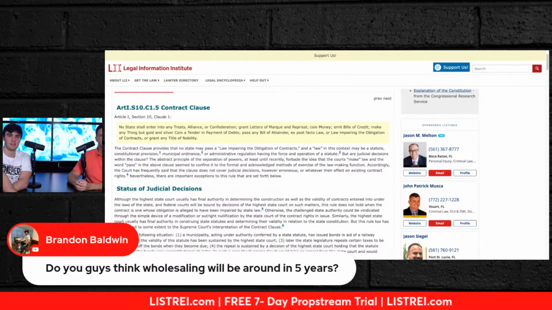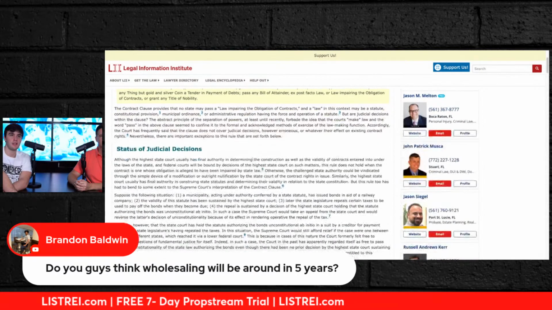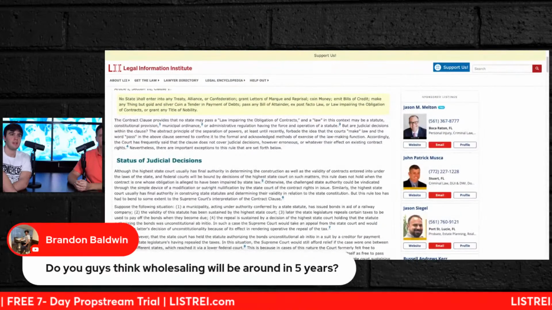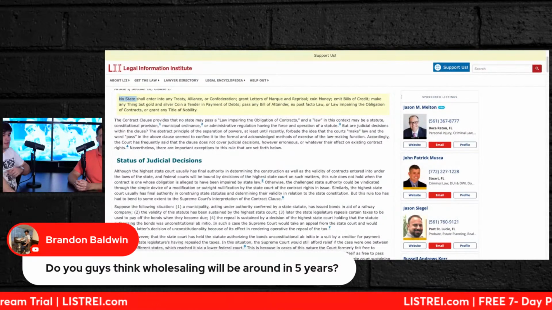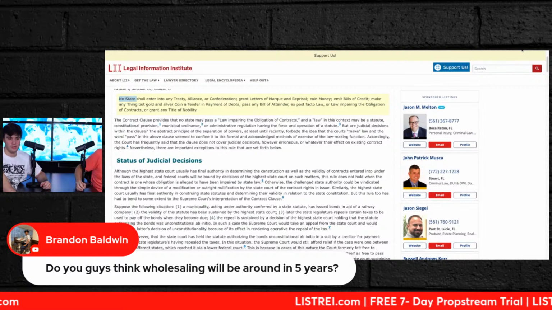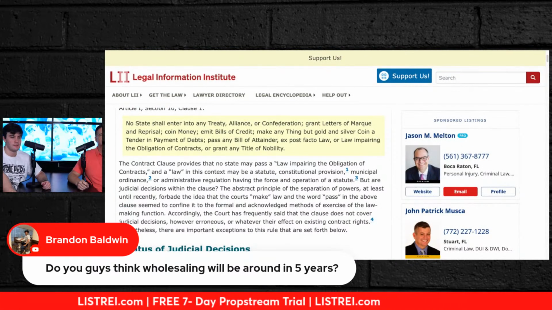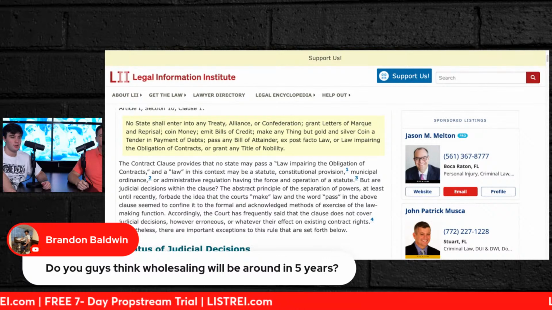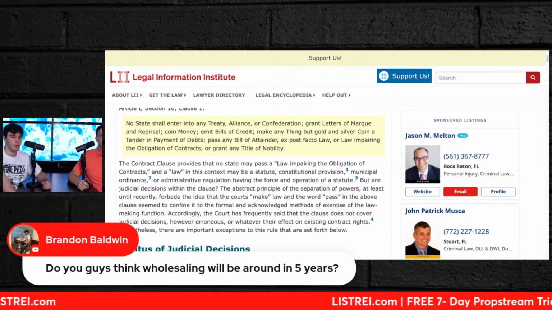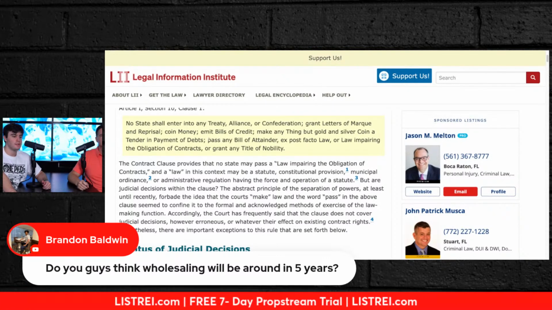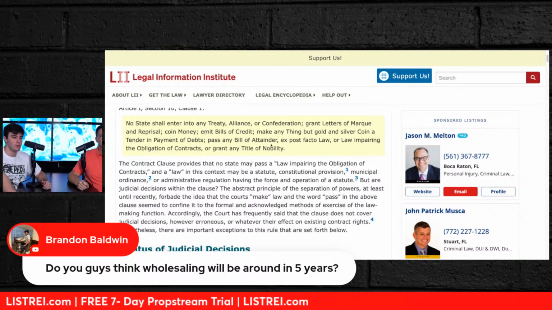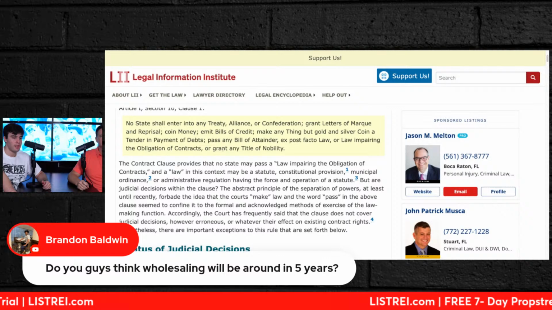Article 1, Section 10, Clause 1 of the Constitution clearly states, no state, okay? This is the federal government. Let's make this bigger for everyone to understand why wholesaling is not going to be illegal, okay? No state shall enter into any treaty, alliance, or confederation; grant letters of marque and reprisal; coin money; emit bills of credit; or make anything but gold and silver coin a tender in payment of debts; pass any bill of attainder, ex post facto law, or law impairing the obligation of contracts, or grant any title of nobility. So no state is allowed to pass a law impairing the obligation of contracts.